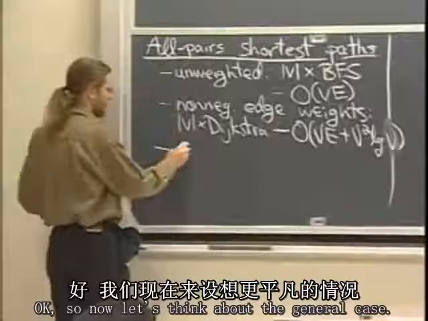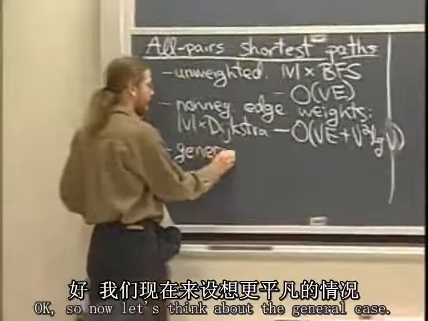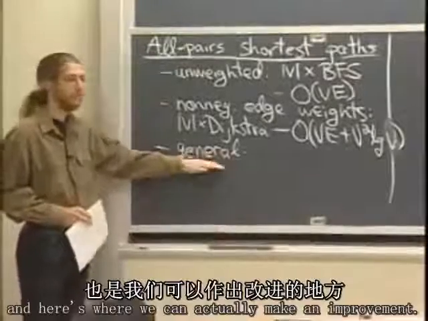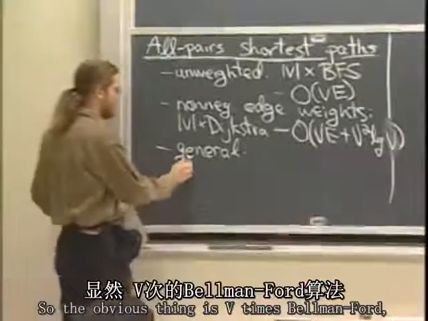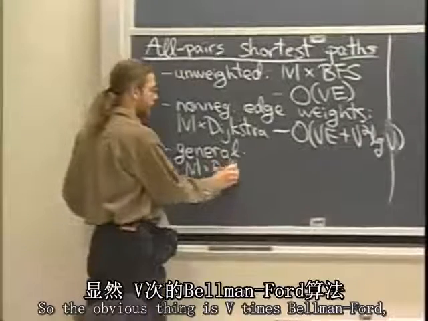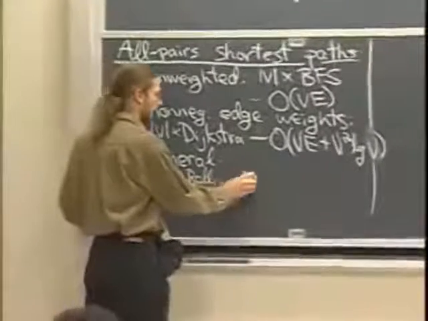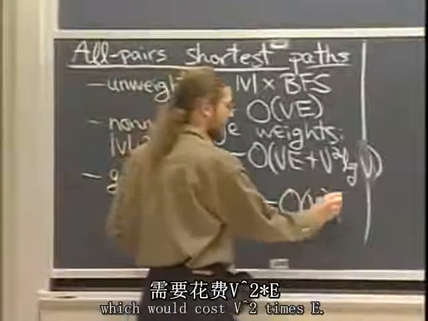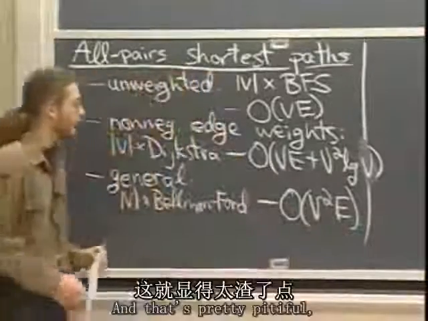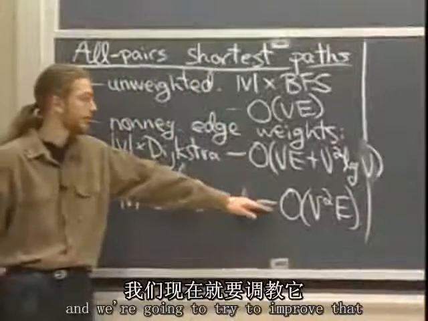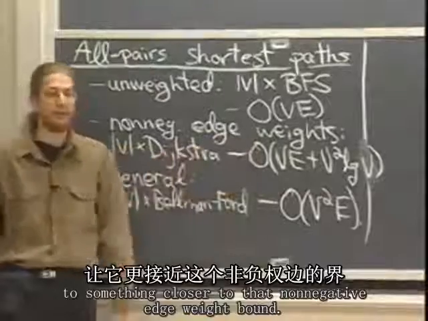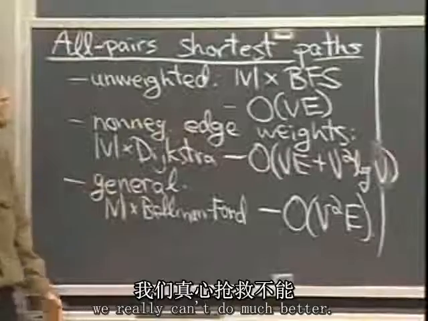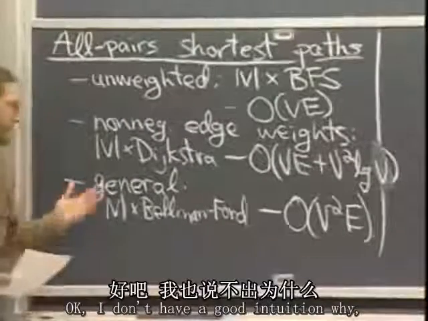Okay, so now let's think about the general case. Well, this is the focus of today, and here's where we can actually make improvement. So the obvious thing is V times Bellman-Ford, which would cost V squared times E. And that's pretty pitiful, and we're going to try to improve that to something closer to the non-negative edge weight bound. So it turns out here we can actually make improvement, whereas in these special cases we really can't do much better. Okay, I don't have a good intuition why, but it's the case.